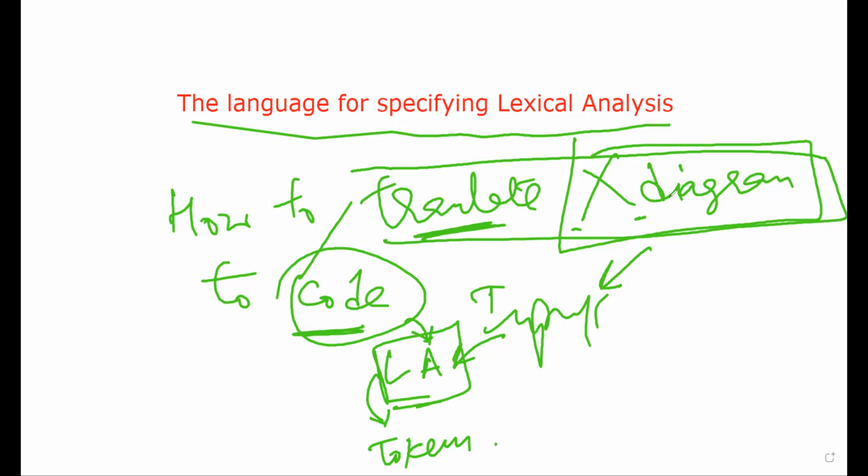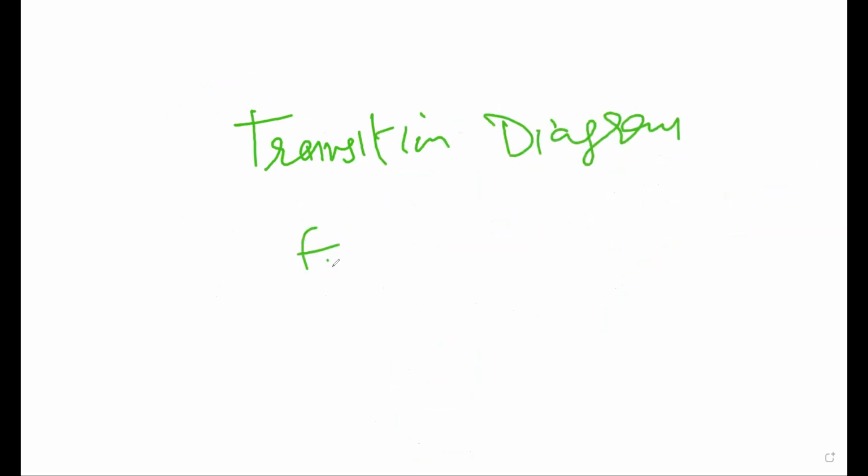So from the transition diagram that you have, you need to translate those transition diagrams into code. I hope the purpose of this session is clear. What do we need to do? We need to see how to translate a transition diagram into code, and that kind of code will be a language that we can use to specify lexical analysis. Is this clear? What we want to do is convert transition diagram to code.